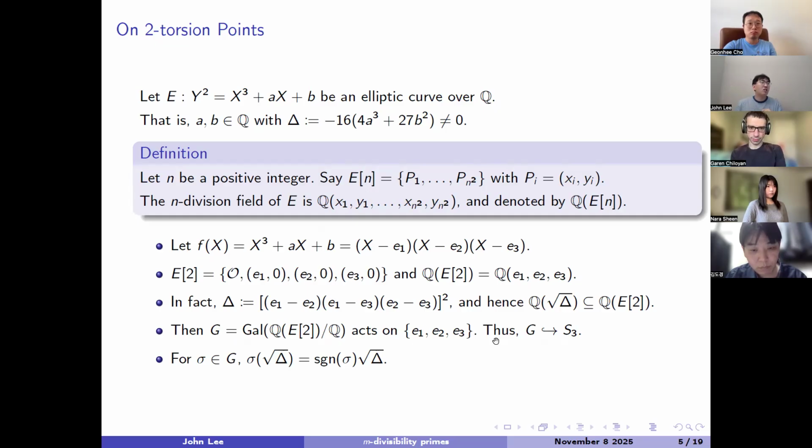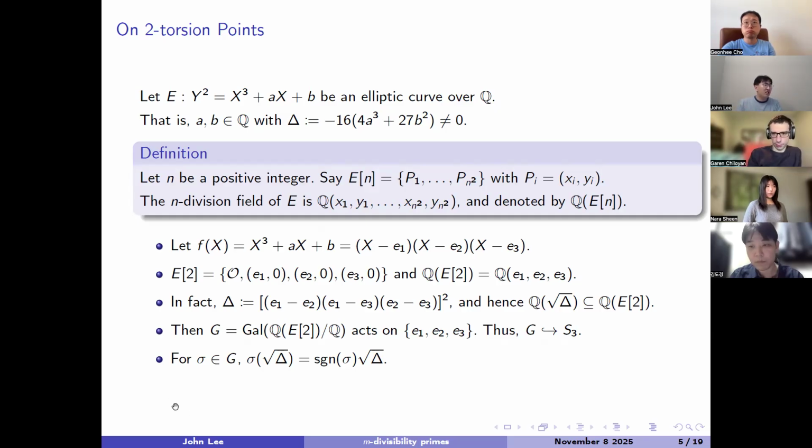That means we can consider what is the group structure shuffling e1, e2, e3. That one is the symmetric group with three elements. So G can be understood as a subgroup of S3. Maybe it can shuffle however it wants, so that G is the full group. Or maybe it cannot shuffle anything at all if e1, e2, e3 are all rational numbers, because G should respect the rational numbers. So this kind of identification, like Galois group as a subgroup of S3, is really helpful to understand the two torsion points.